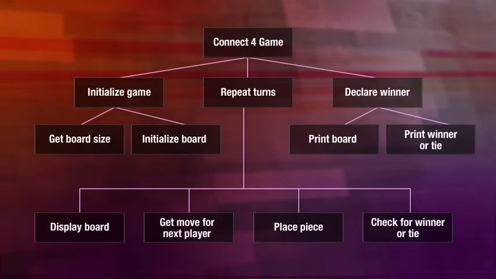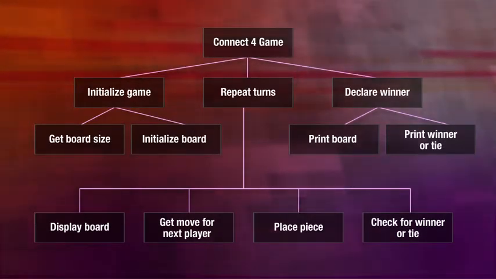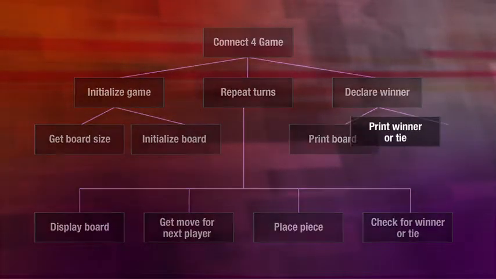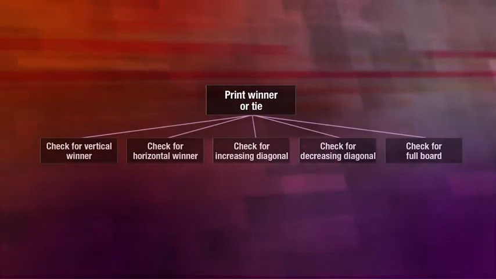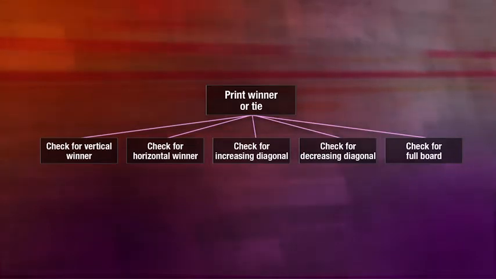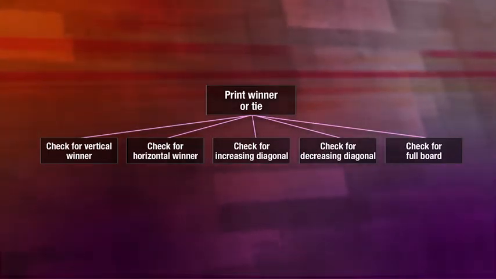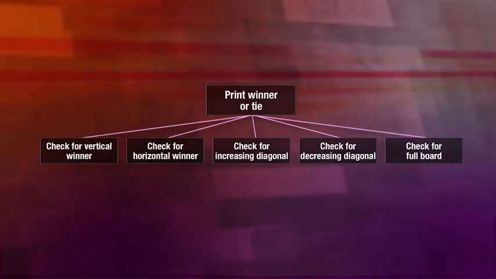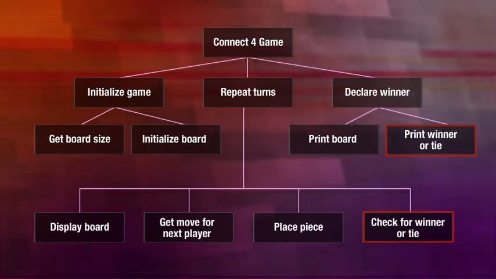Now, notice that the process for checking for a winner is basically the same as the process for printing a winner. We have to make all the same checks in both cases. This is one of the places where we can take advantage of the fact that functions allow us to use the same code for multiple calls. We can write one set of functions that should be able to be used in both of these other functions.